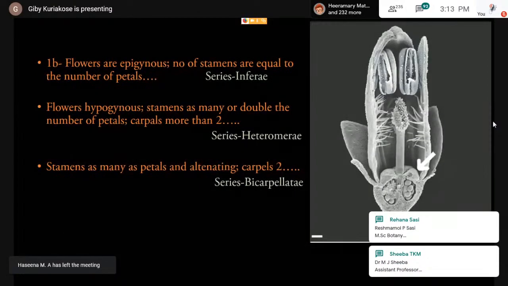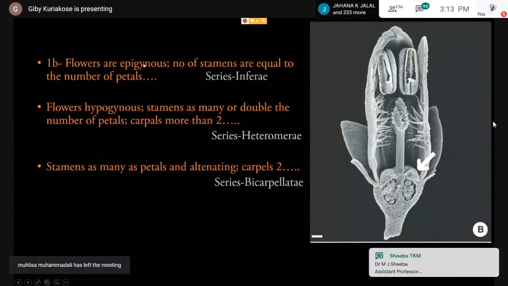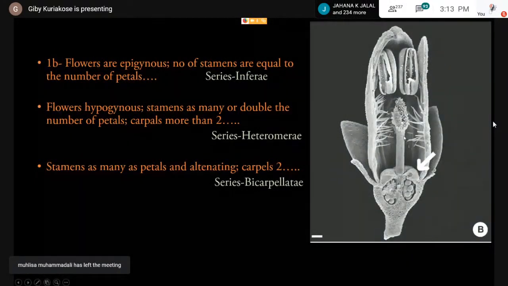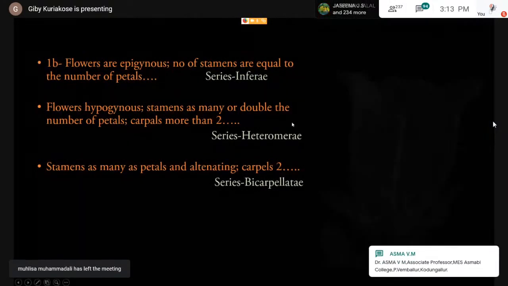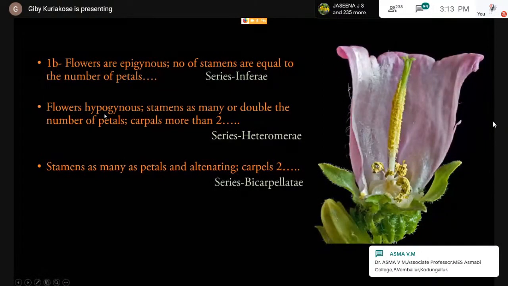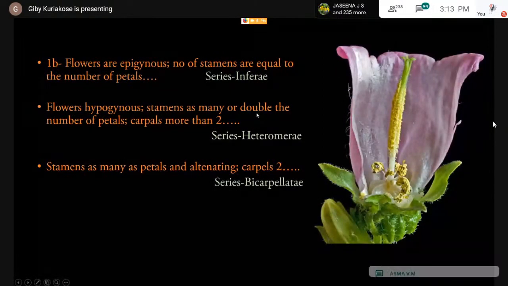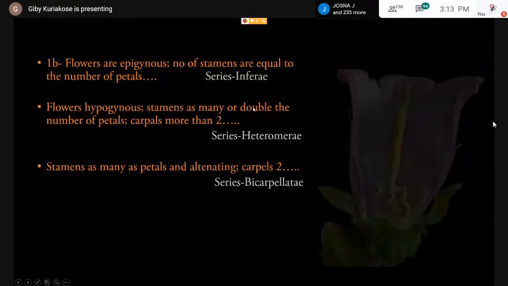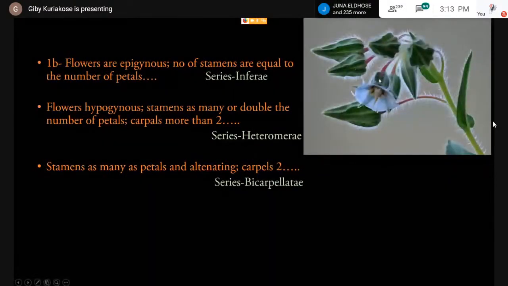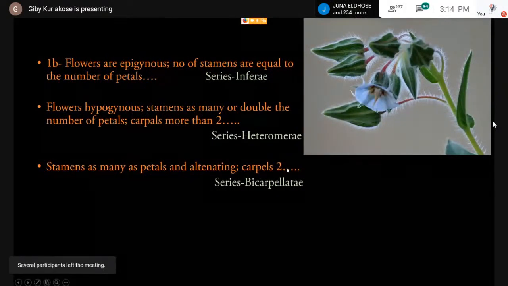Then we go to Inferae, wherein the ovary is inferior and flowers are epigynous, stamens equal to the number of petals. Then Heteromerae, wherein the flowers are hypogynous, stamens as many or double the number of petals. Then Bicarpellatae, wherein the number of carpels is restricted to 2. Then stamens as many as that of petals, and they are alternating.